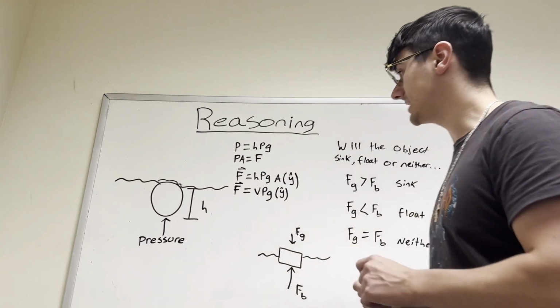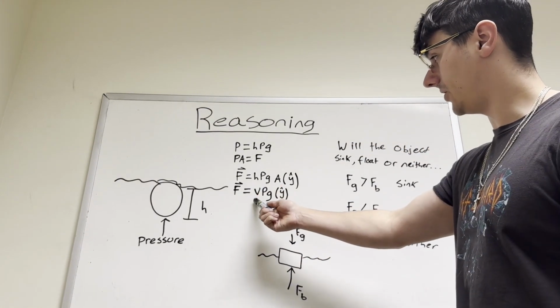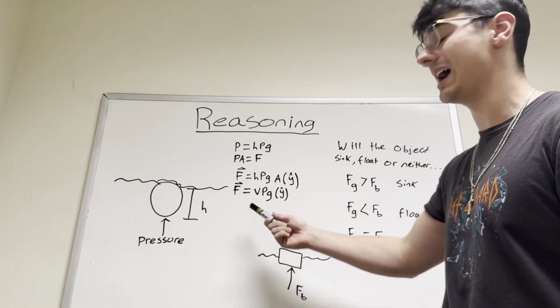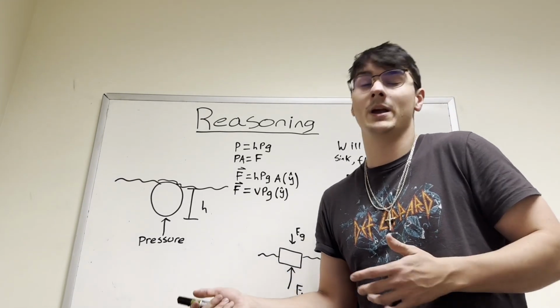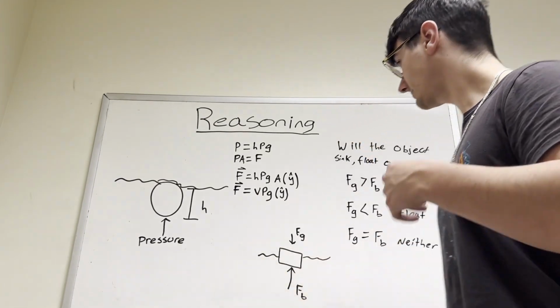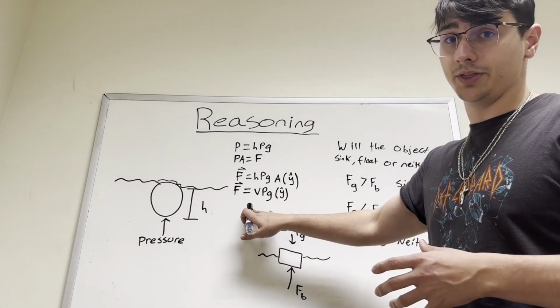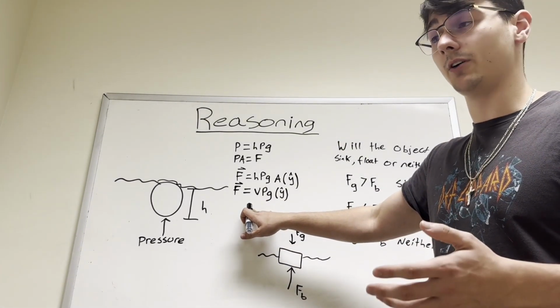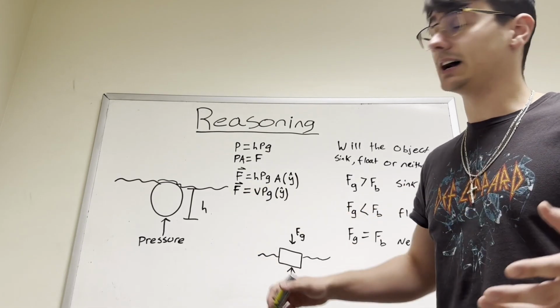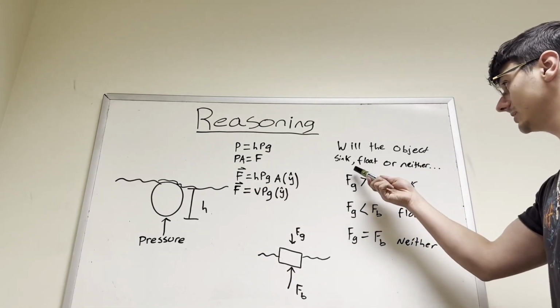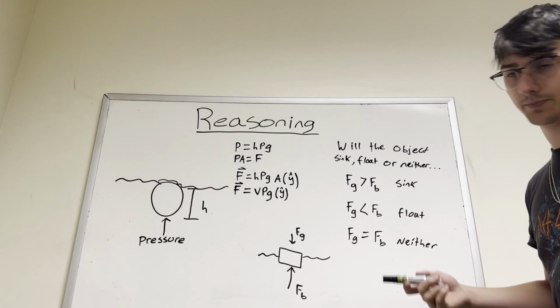And that makes sense when we think about volume times density times gravity. That is basically just giving us the weight of our object. Now, when we figure this out and we can figure out what the buoyancy force of our object is, this can tell us will our object sink, float, or neither.